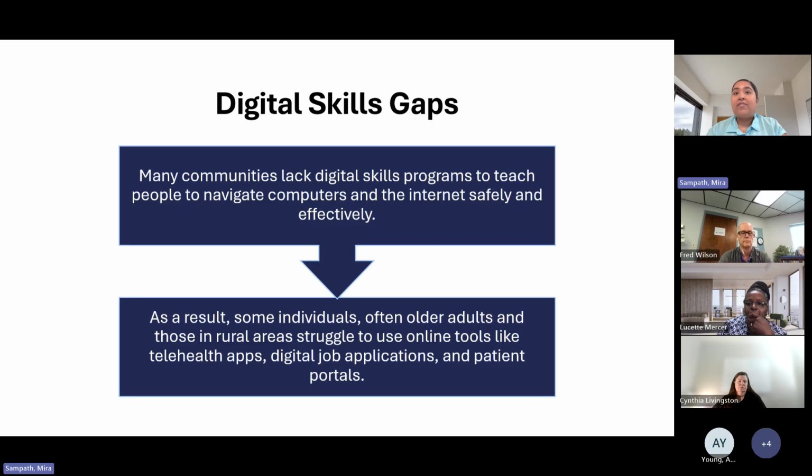So, if you don't have the skills necessary to effectively use the devices, then in a way you're still facing a barrier to using these devices effectively to meet your own needs. So many communities lack digital skills programs to teach people to navigate computers or smartphones or tablets and the internet safely and effectively. And as a result, some individuals, which is often older adults and those who live in rural areas, struggle to use these online tools like telehealth apps, digital job applications, and patient portals, again, which has a pretty significant impact on their health.